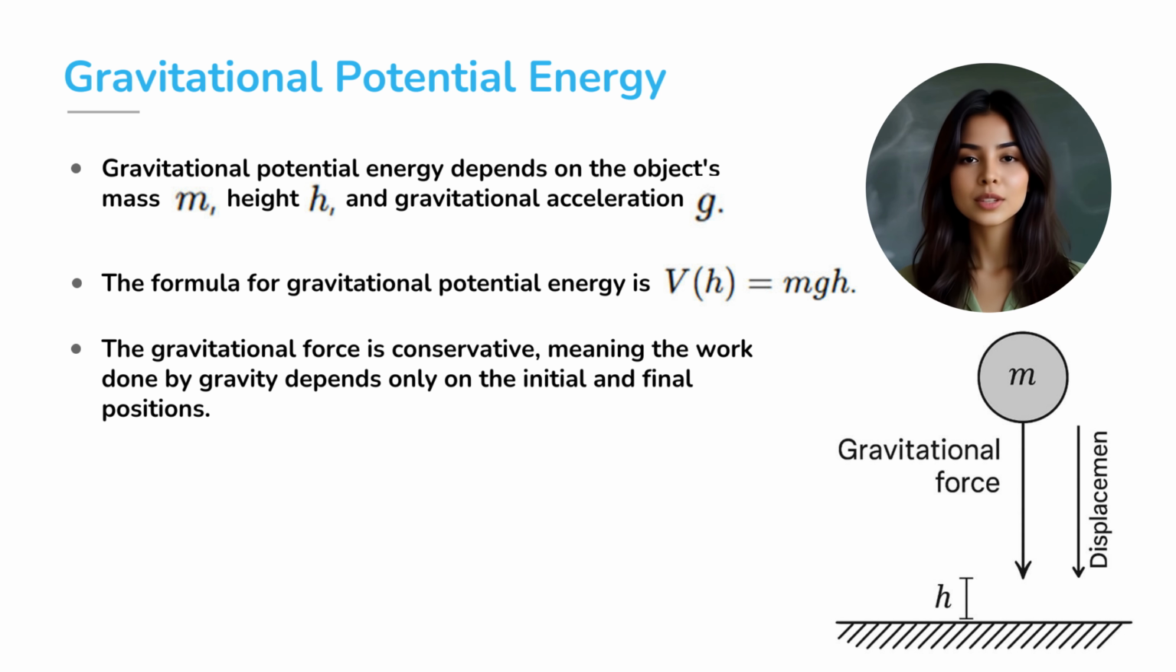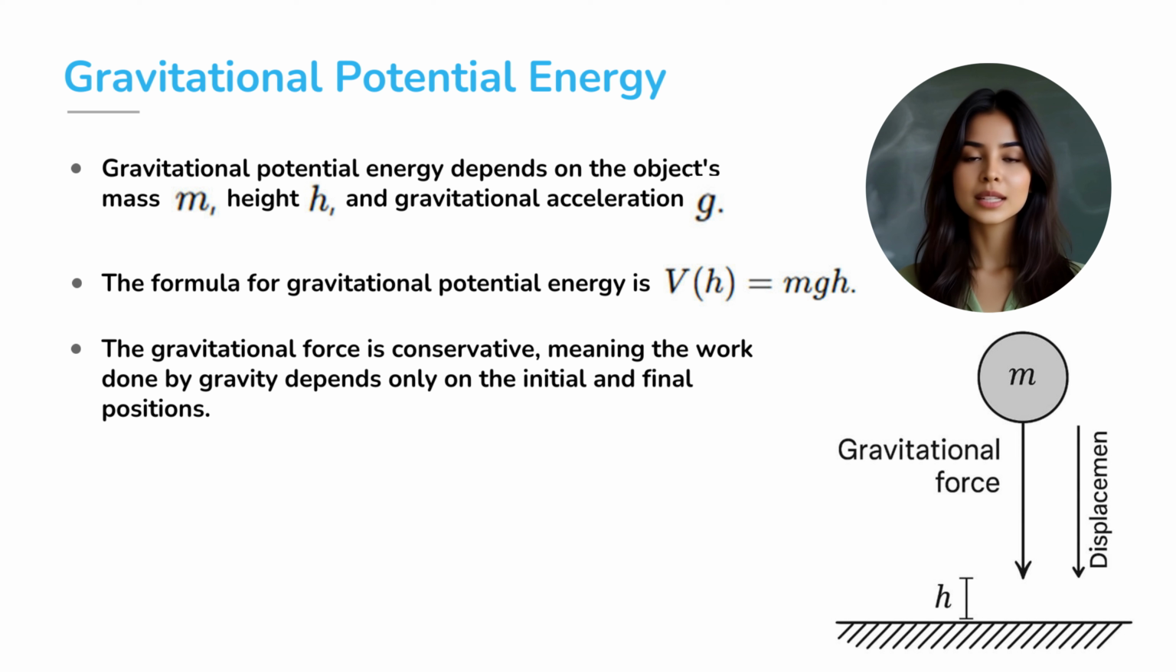Now, let's dive into one of the most famous types of potential energy, gravitational potential energy. Imagine you're holding a stone at the edge of a cliff. The higher up you are, the more potential energy that stone has because gravity is pulling on it. The higher the height, the more energy it stores, just waiting to fall.